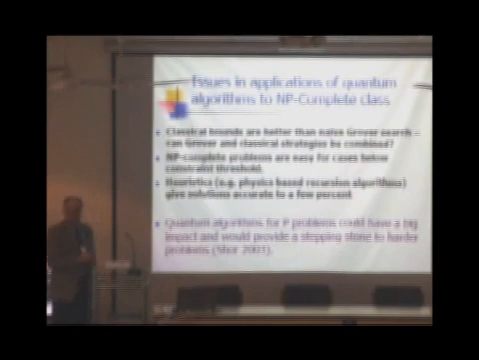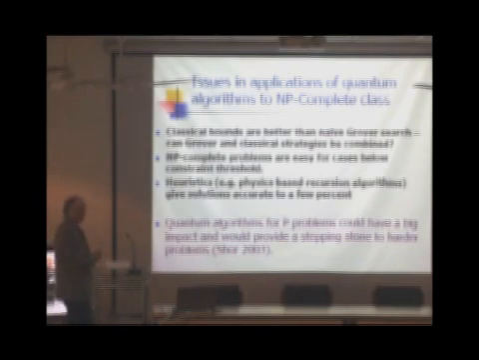Okay, so that was a quick run-through of this NP complete problem, and I want to make a few points about it. If we're going to apply quantum algorithms to this NP complete class, we've got to keep in mind these issues. The classical bounds currently for NP complete problems are better than using a naive Grover search. So we have to have an understanding of how we're going to use quantum algorithms in conjunction with classical algorithms, or else it's a non-starter.